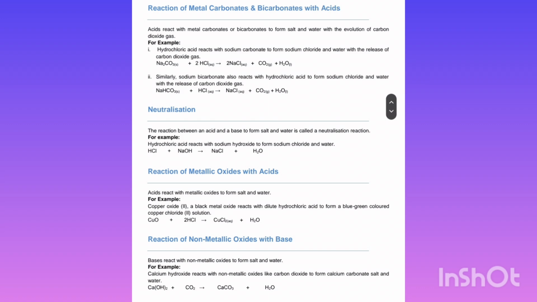Neutralization reaction, as we already know, whenever acid reacts with base, it will form salt and water. Reaction of metallic oxides with acid. Whenever metallic oxide is reacting with acid, it is forming salt and water. So CuO plus 2 HCl is forming CuCl2 plus H2O, where CuCl2 is nothing but copper chloride.